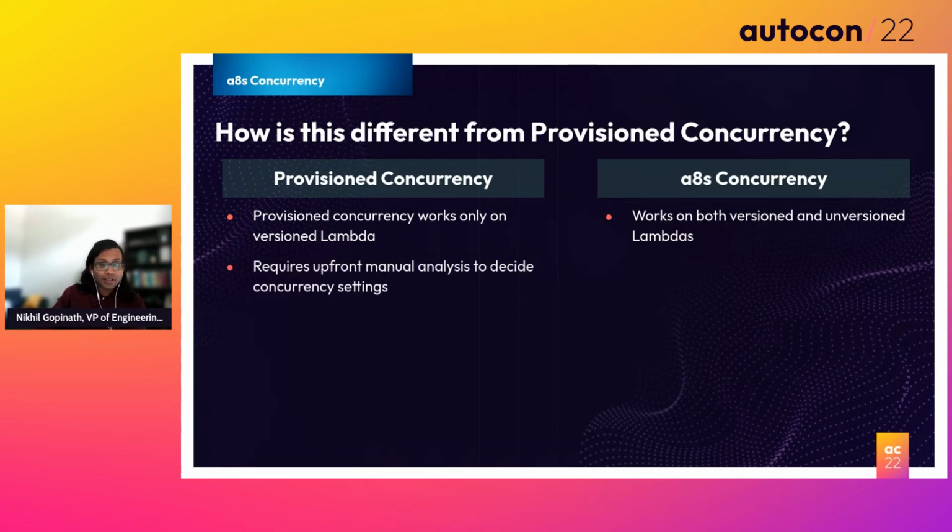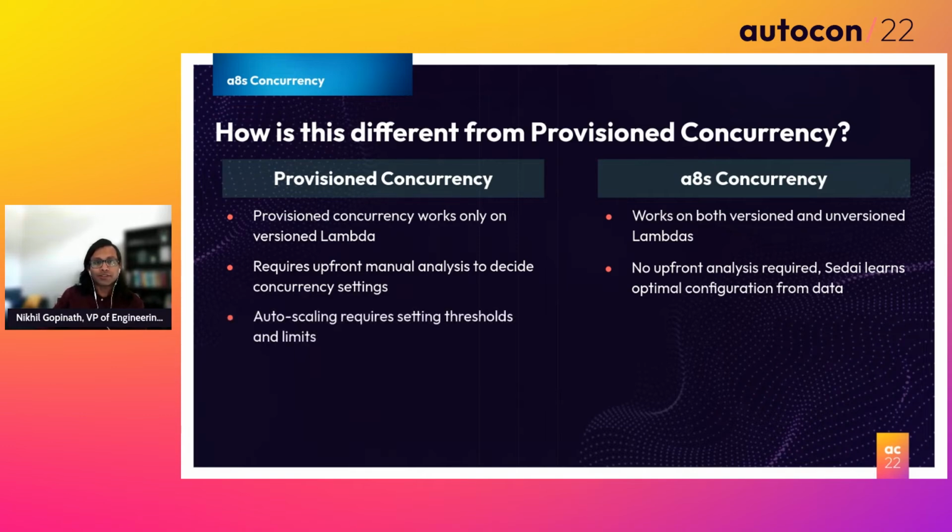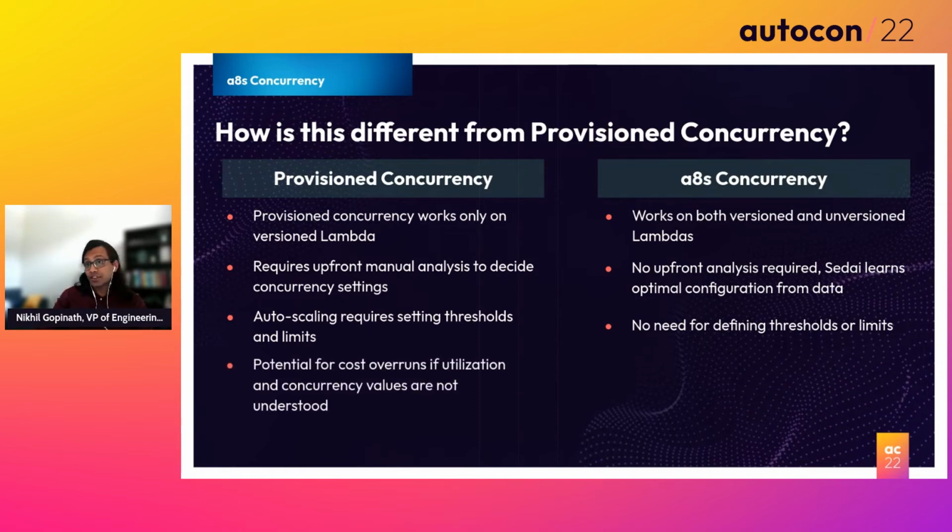Provision concurrency again requires upfront analysis to decide on the concurrency settings, whereas autonomous concurrency does that all dynamically, looking at real-time traffic and seasonality patterns. You can do auto scaling with provision concurrency using the auto scaling feature within AWS, but this requires you to understand the concurrency limits and set thresholds. In autonomous concurrency, all that again is taken care of. There is no need to set up manual limits or thresholds. It's just one click of a button. The only decision you have to make is whether you want to enable it for the Lambda or not.